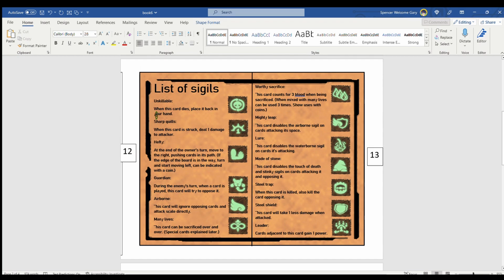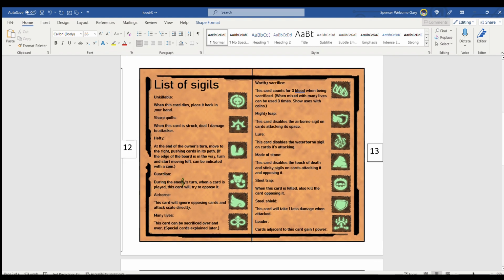Unkillable. When this card dies, place it back in your hand. Sharp Quills. When this card is struck, deal 1 damage to the attacker. Hefty. At the end of owner's turn, move to the right, pushing cards in its path. If the edge of the board is in its way, turn and start moving left. And that can be indicated with a coin, just same as Sprinter.